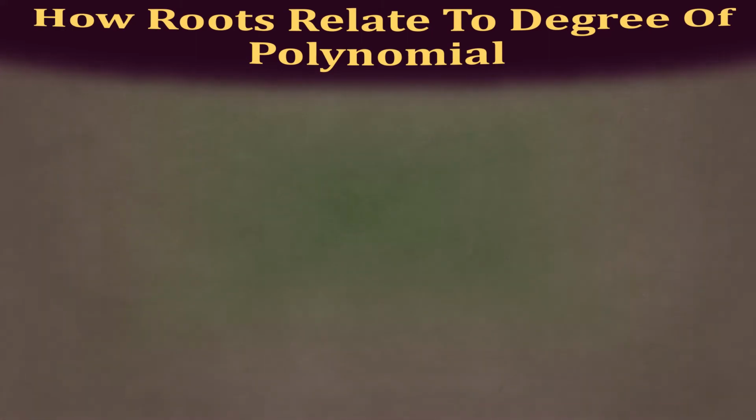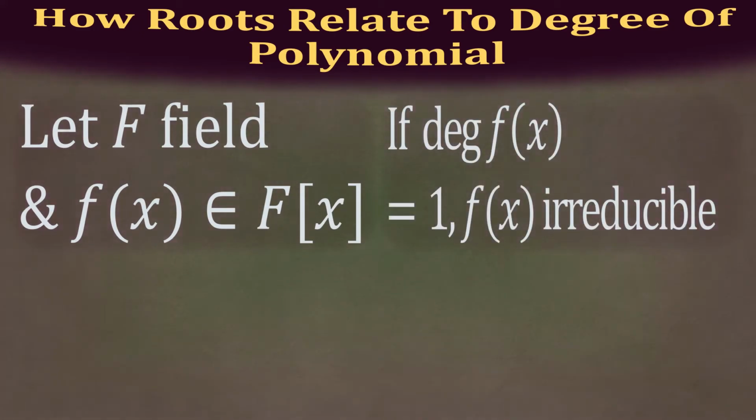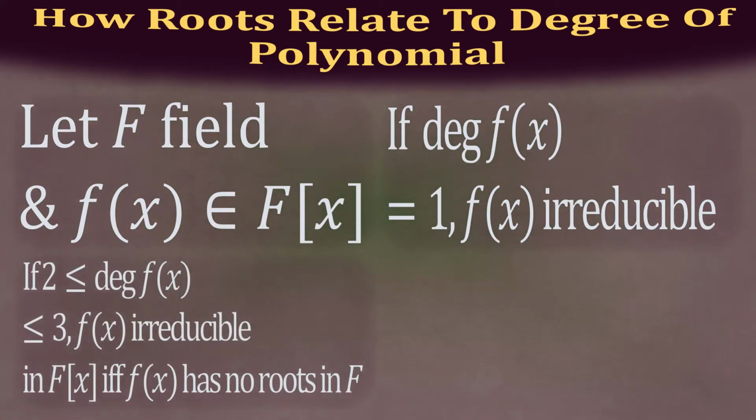Next, let's discuss how roots relate to the degree of a polynomial. Let F be a field and f(x) be in F[x]. If the degree of f(x) is equal to 1, then f(x) is irreducible. If the degree of f(x) is 2 or 3, then f(x) is irreducible in F[x] if and only if f(x) has no roots in F.